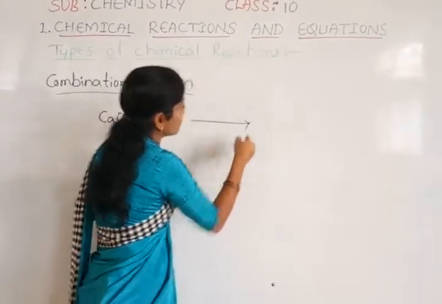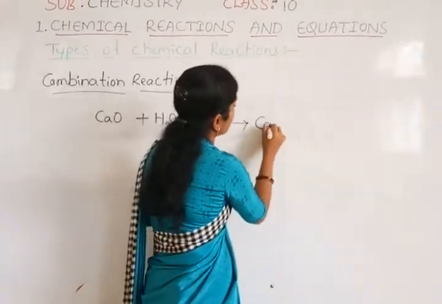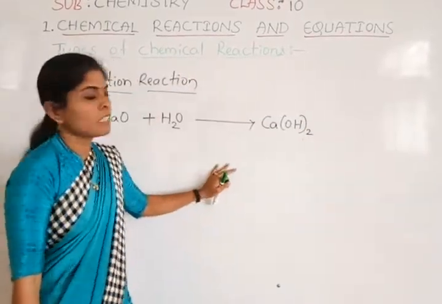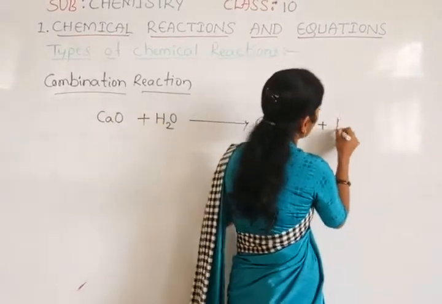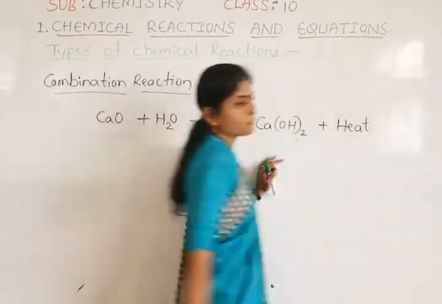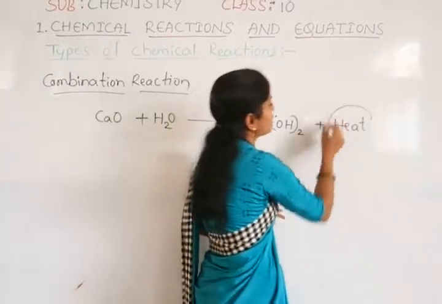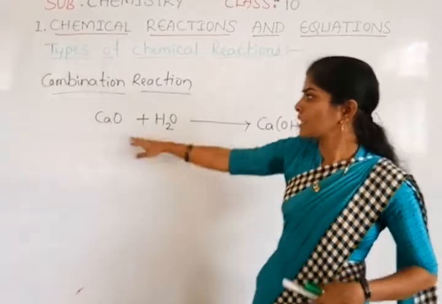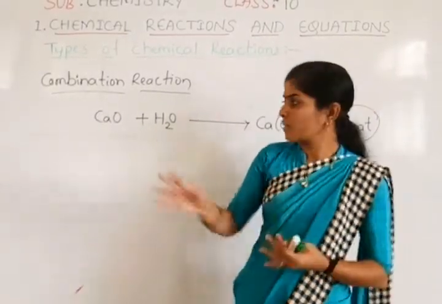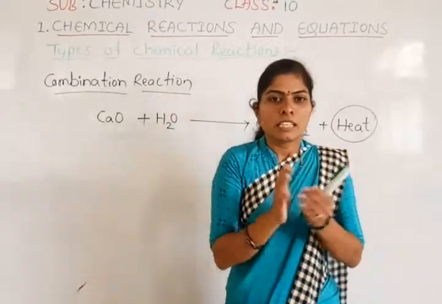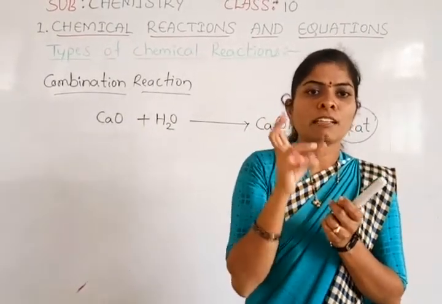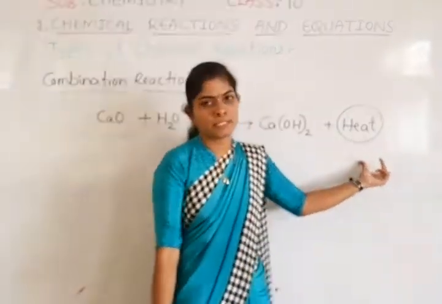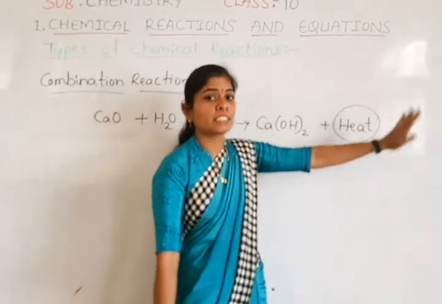And what it forms? It forms calcium hydroxide, that is Ca(OH)2. So with that, it will also liberate the heat. So heat is liberated here. So if you add some of the powder of calcium oxide or the solid form of the calcium oxide in the water, and if you touch the vessel of that, you will feel warm. Why? Because there the liberation of heat takes place. In some reactions it will happen.